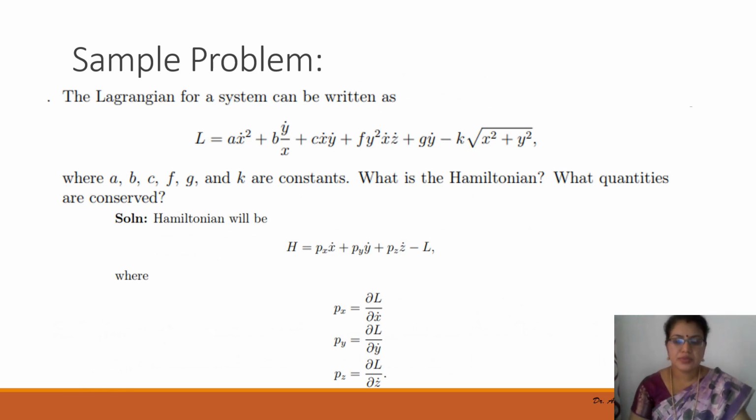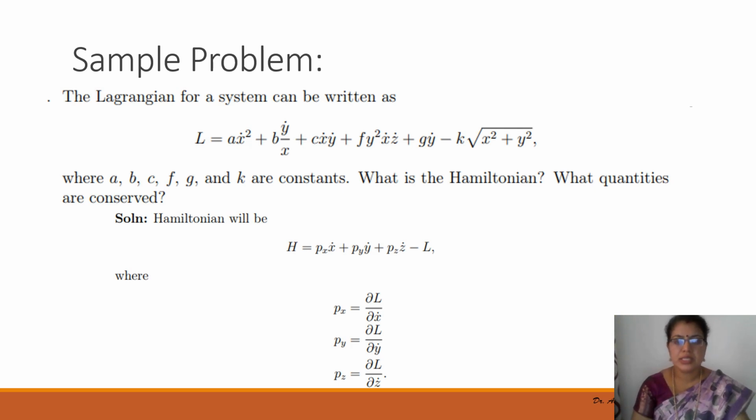So now that we have seen what a Hamiltonian is, h is equal to summation pk qk dot minus L. Pk is nothing but dou L by dou q dot j, the conjugate momentum. So now I'll explain the derivation of a Hamiltonian from the Lagrangian. How are we going to arrive at that? So it is a sample problem which we can use.